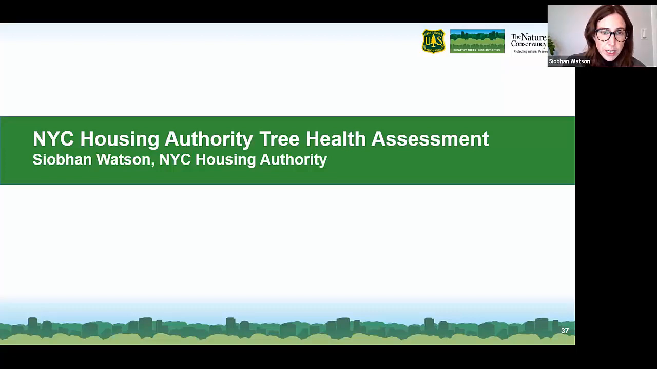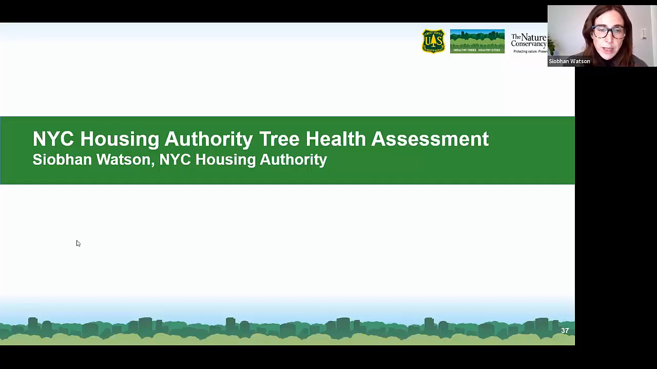So trees are an area of particular interest for us. NYCHA has about 2,400 acres of land, over 326 housing developments in the city, home to over 400,000 New Yorkers of low and moderate income. There are a lot of residents who live in these developments and get a lot of important shade, access to green space, and other benefits from our trees.